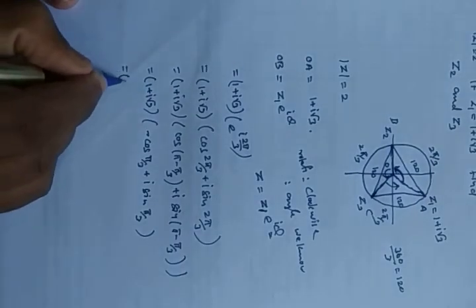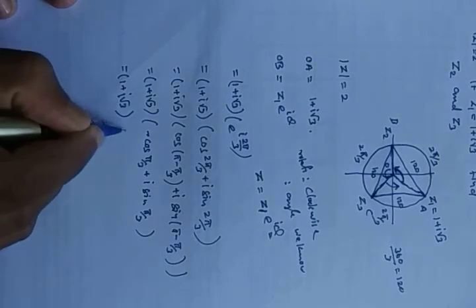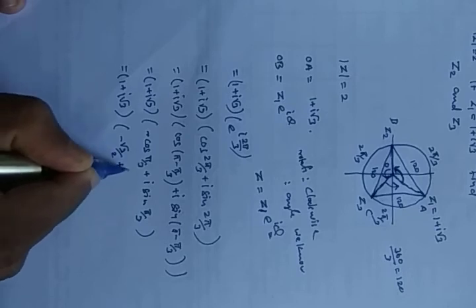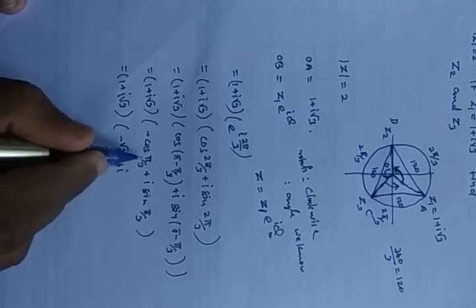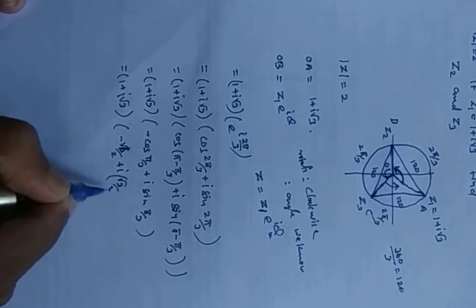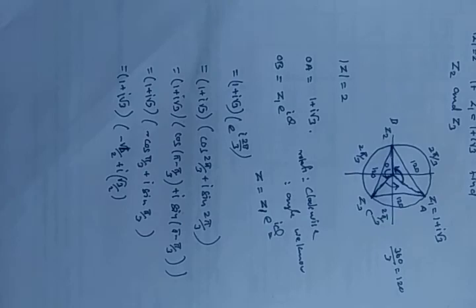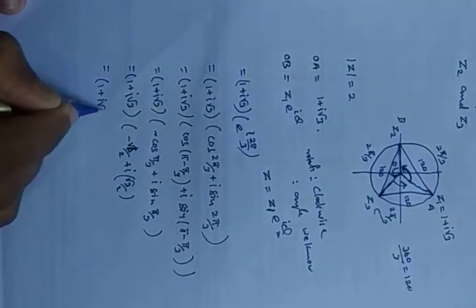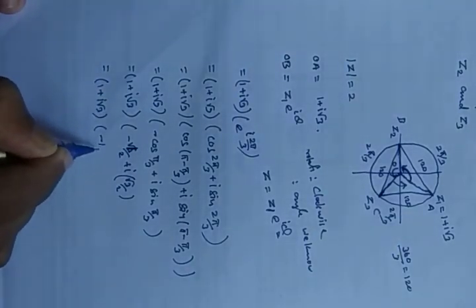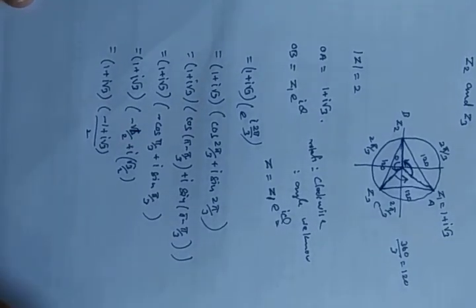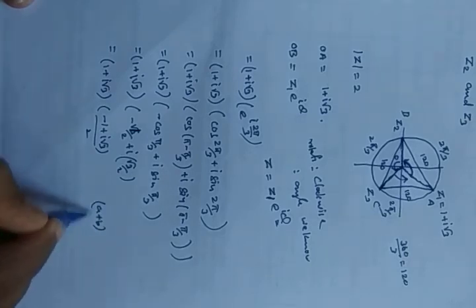So now you can write 1 plus i root 3 into minus cos pi by 3, 60 degree, which is 1 by 2, plus i sin 60, which is root 3 by 2. So in this way we are getting it. So now we need to multiply this one. So we have to simplify. In short, they have written minus 1 plus i root 3 by 2. So now you can see we have one formula, a plus b into a minus b.